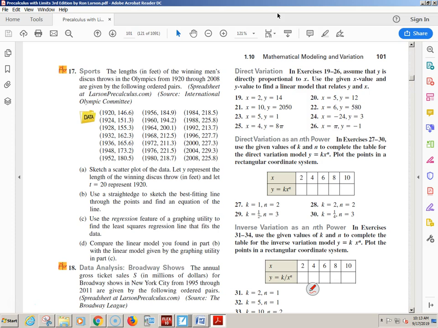Okay, so this is the goal, right? That's the goal. A linear model that relates y and x. We're supposed to make our own equation? Oh, wait. What was up here? Clue words. Do you see down here there's more clue words? Direct variation. What's down here? Inverse variation. I think we need to go talk about what this direct variation, directly proportional, inverse variation, inversely proportional means. I think we need to figure out what that is. And maybe once we figure that out, we'll be good to go.